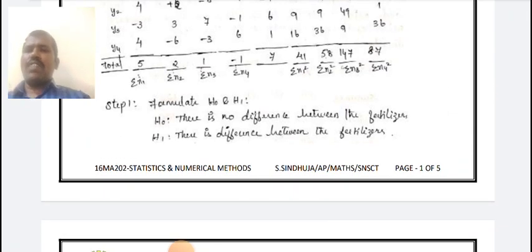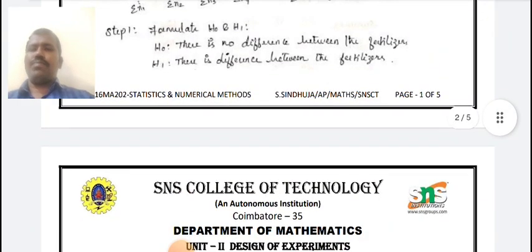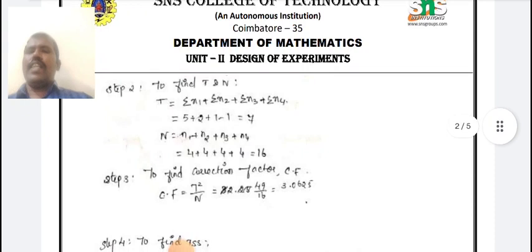First of all, we have to find H0 and H1. H0 means null hypothesis and H1 means alternative hypothesis. H0: there is no difference between the fertilizers. H1: there is a difference between the fertilizers. T, the total value, is summation x1 plus summation x2 plus summation x3 plus summation x4. There also the total is 7. N equal to n1 plus n2 plus n3 plus n4, each equal to 4, so N equal to 16.